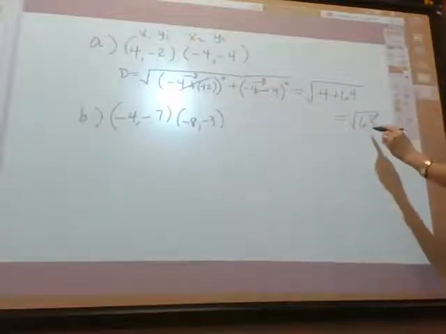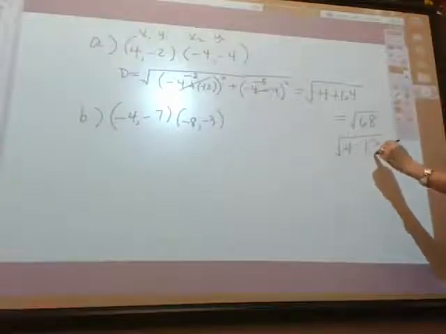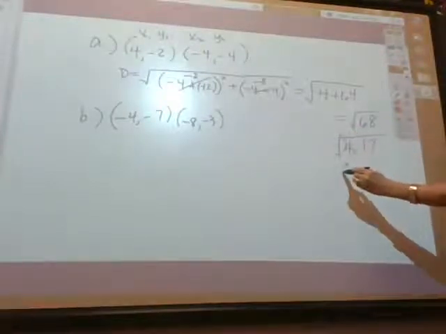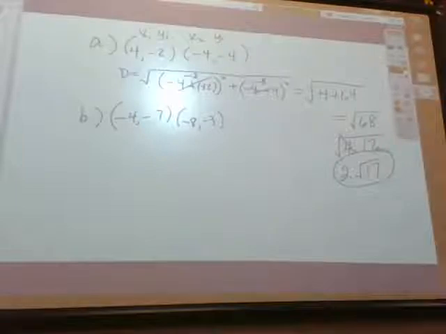Now, is there a perfect square factor? Yes, there is. This is 4 times 17. So the square root of 4 is 2 square root of 17. So that is your answer to A, practice A.